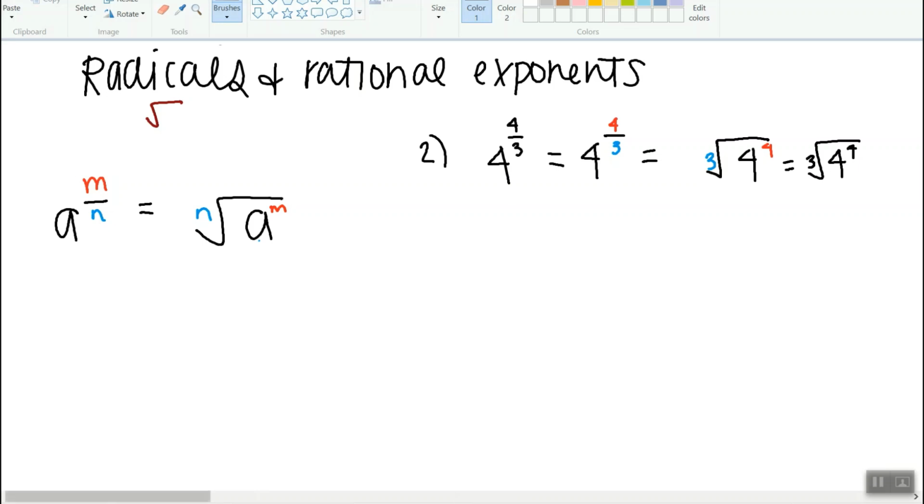And that would be written in radical form. I think that's all I'm going to do from that section because it's pretty straightforward as long as you follow this. Just keep in mind that the numerator stays the exponent and the denominator becomes the root that it's asking for.